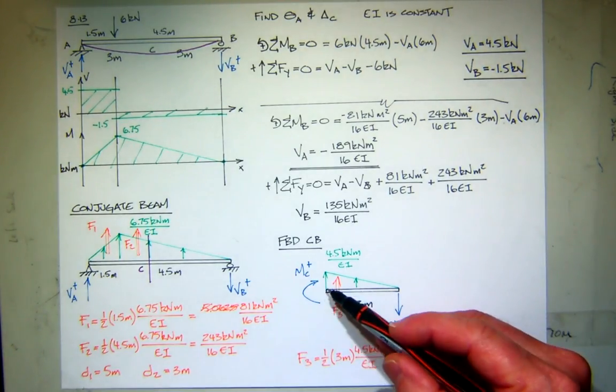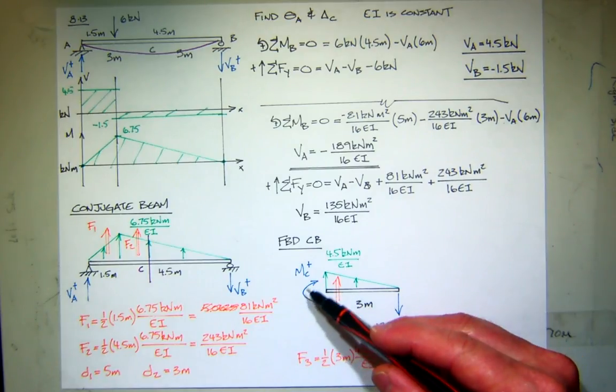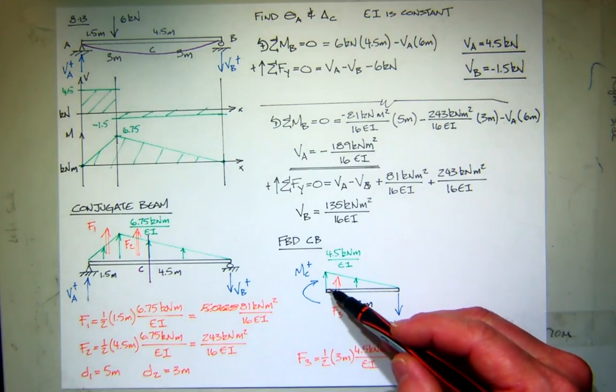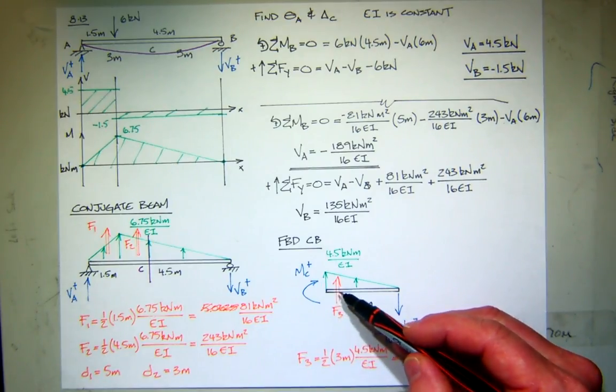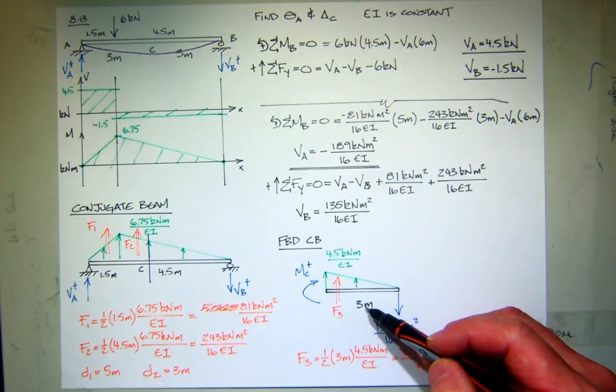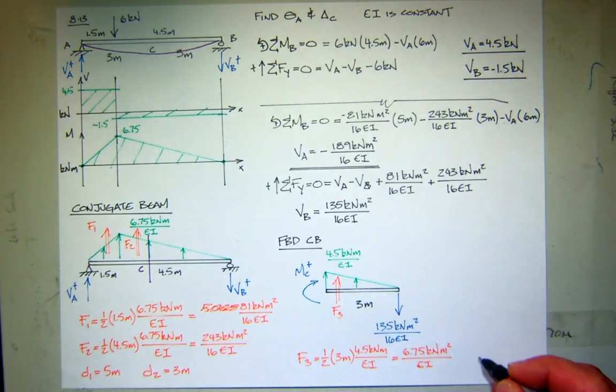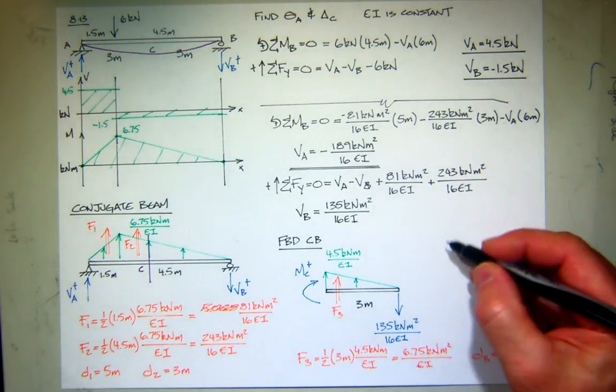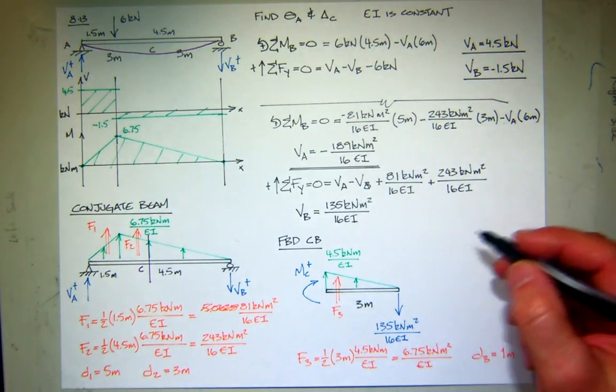I'm going to sum the moments at the cut to find this. So I'll need the distance from here to there. That's 1/3 the distance, and 1/3 of 3 will be 1 meter. So I think I have all my pieces. Let's see if I can squeeze it in right here. I may not be able to, but let's give it a shot.